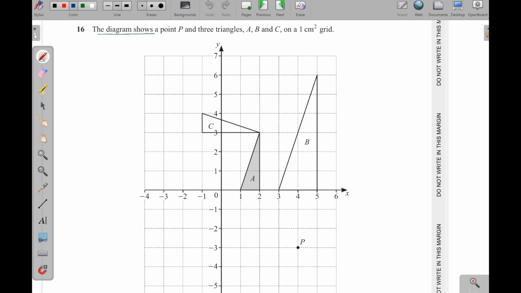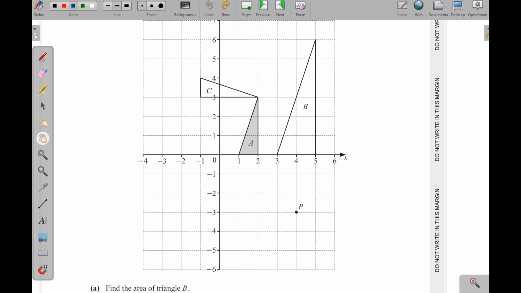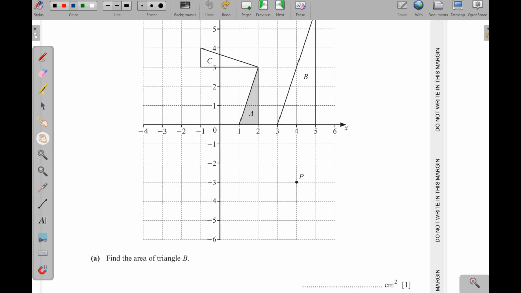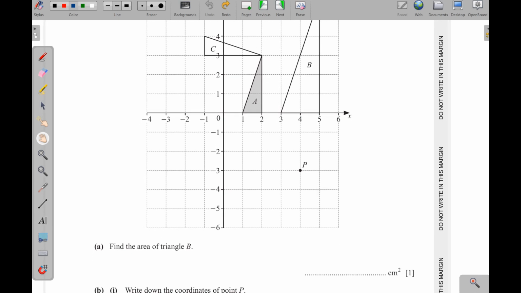Question 16, the diagram shows a point P and three triangles A, B, and C on a 1 centimeter squared grid. 1 centimeter squared grid means that you have 1 centimeter here times 1 centimeter here to give you 1 centimeter squared. So that is the area of 1 square. Okay, so you take the lengths there as they are in centimeters. Okay, part A, find the area of triangle B.